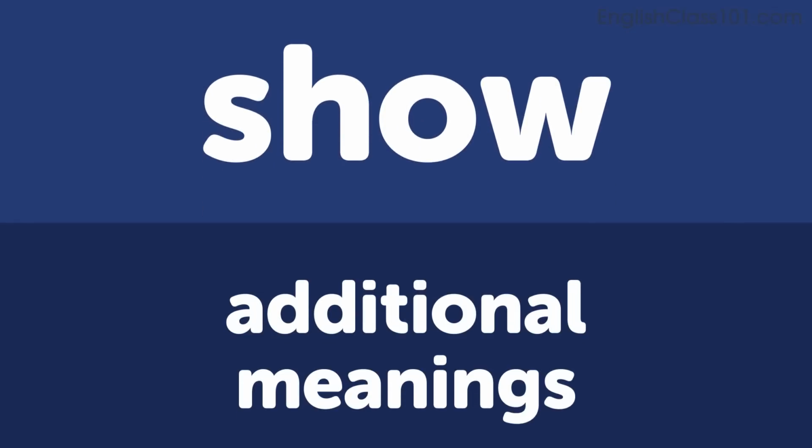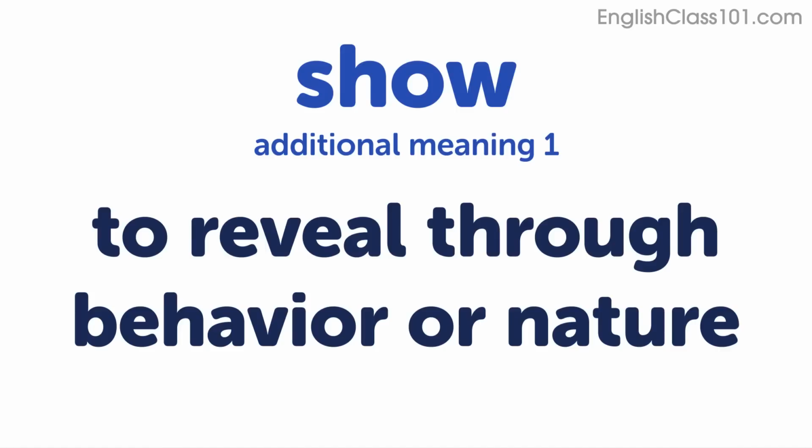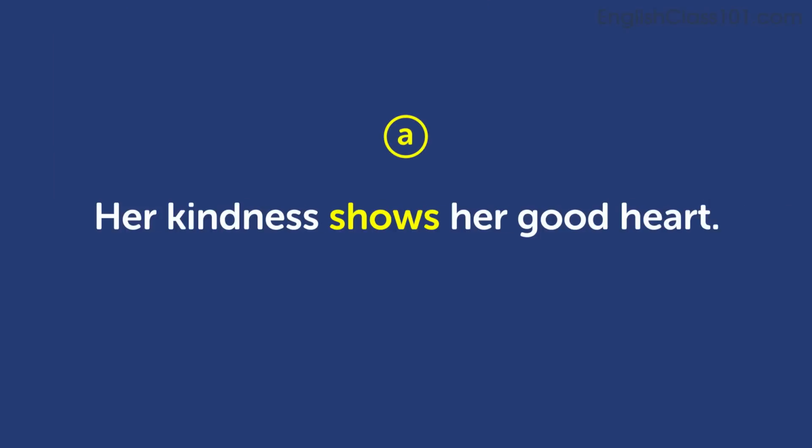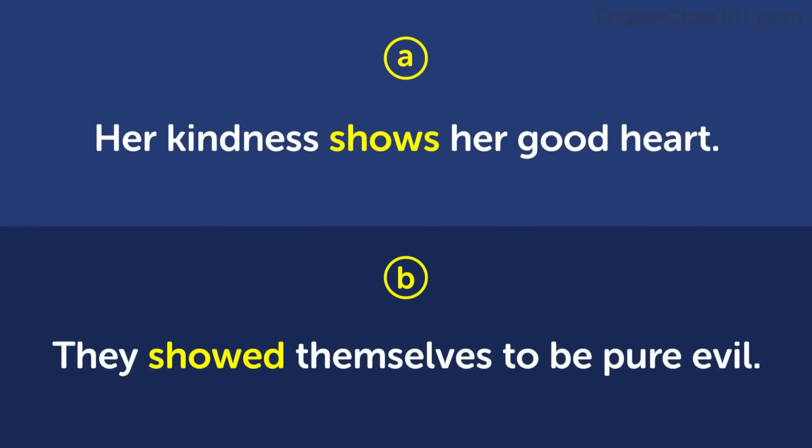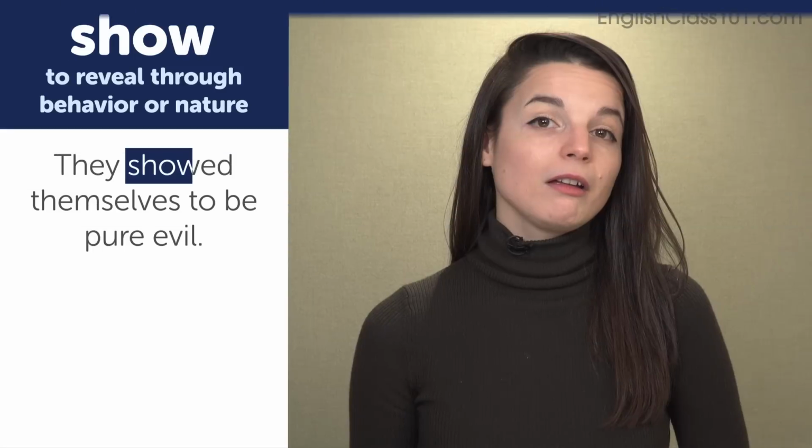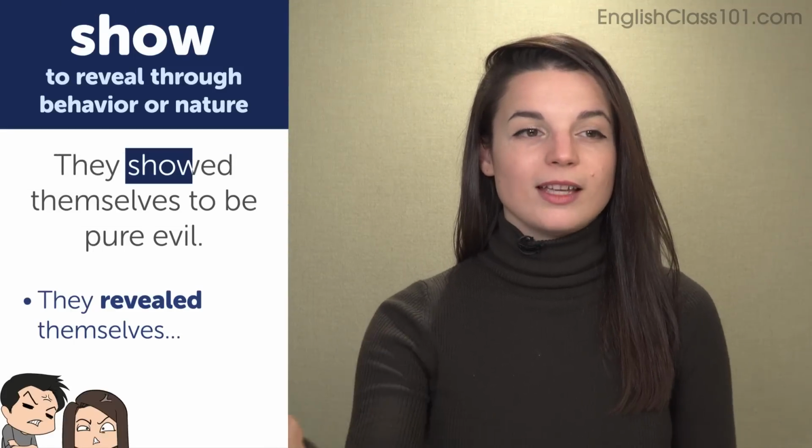Now let's talk about some additional meanings of the verb show. Meaning 1 is to reveal through your behavior or through your nature. So your nature means just the way you are, to reveal something. Examples of this, of revealing something through behavior. Her kindness shows her good heart. So her kind actions show, are evidence of, reveal her good heart. Another example, they showed themselves to be pure evil. They revealed themselves through something they did to be pure evil.